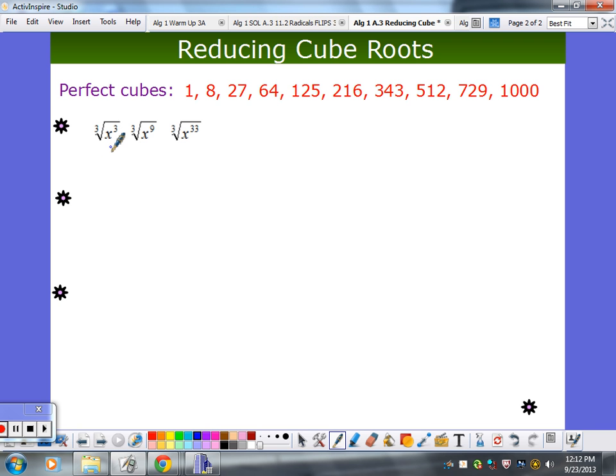Now cube root's a little different. Let's think about it. What's the cube root of x to the 3rd power? What times what times what is x cubed? X. What about x to the 9th? X cubed. What about x to the 33? So how are we getting this? How do you get this, Jay?